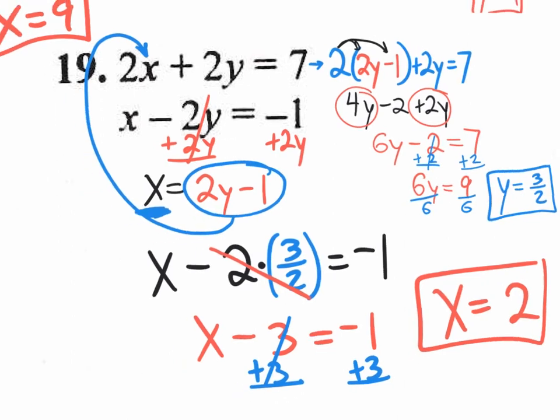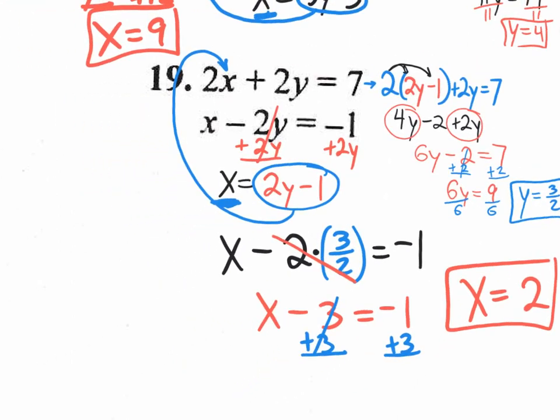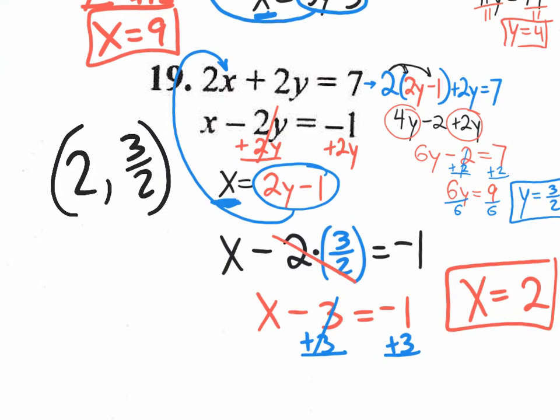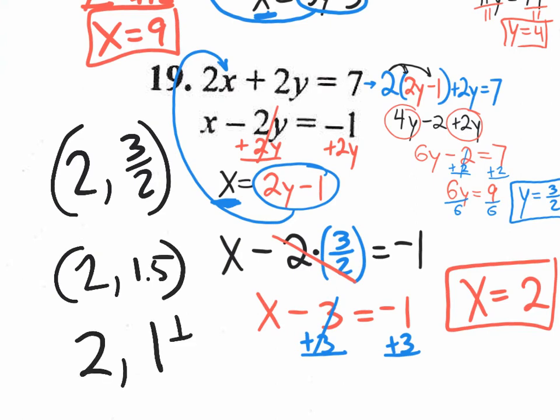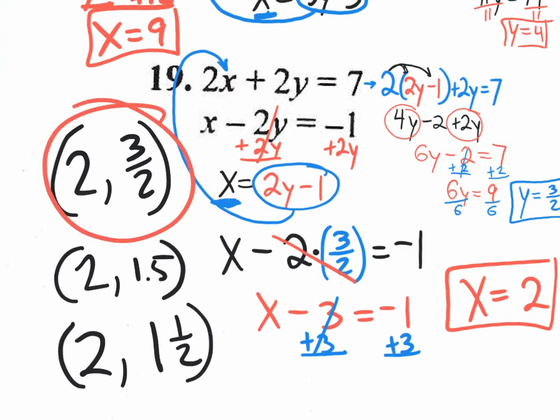So the ordered pair that you're going to see on the back side of your worksheet, which has the answers, will be the ordered pair 2 for x, 3 halves for y. Or you could say 2 and 1.5. Or you could say 2 and 1 and 1 half. It's up to you. I believe they put 2 and 3 halves as the answer for x and y.